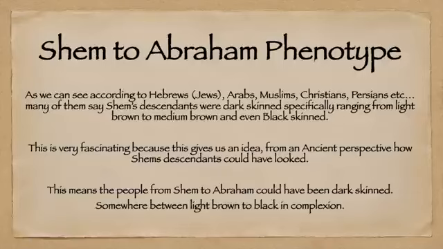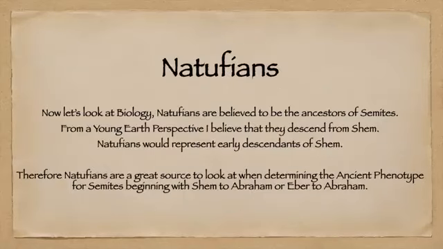As we can see, according to Hebrews, Arabs, Muslims, Christians, Persians, etc., many of them say Shem's descendants were dark skinned, specifically ranging from light brown to medium brown to even black skinned. This is very fascinating because this gives us an idea from an ancient perspective how Shem's descendants could have looked. This means the people from Shem to Abraham could have been dark skinned, somewhere between light brown to black in complexion. So now let's look at the Natufians.